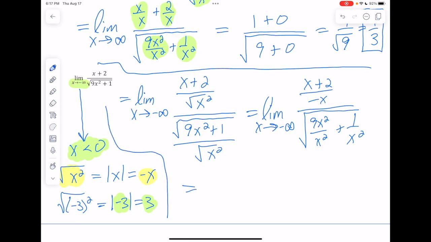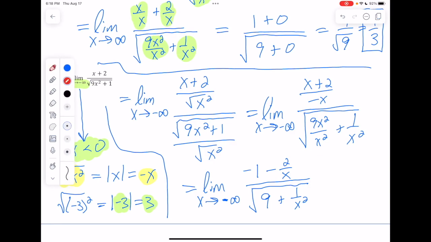So in the numerator, let's do our limit first. In the numerator, we have x over negative x, so that's negative 1 minus 2 over x, moving the negative out front there. In the denominator, we have the square root of 9, and then plus 1 over x squared. And when we apply the limit to that, those pieces with the x in the denominator end up going to 0. So this goes away, that goes away. What's left? Well, in the numerator we have negative 1. In the denominator we have the square root of 9, which is 3.